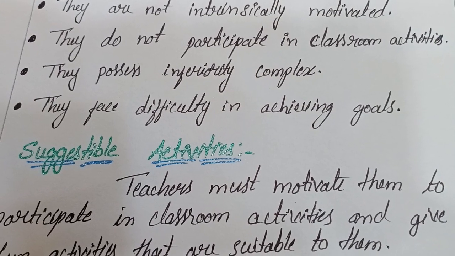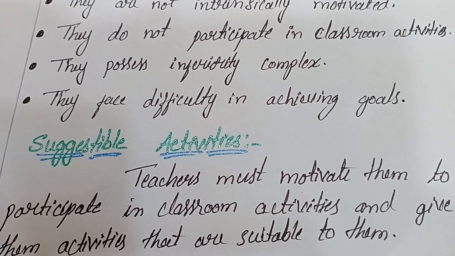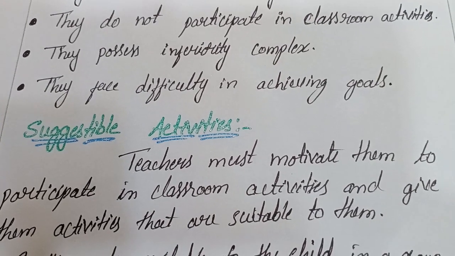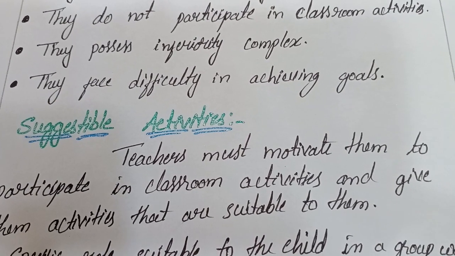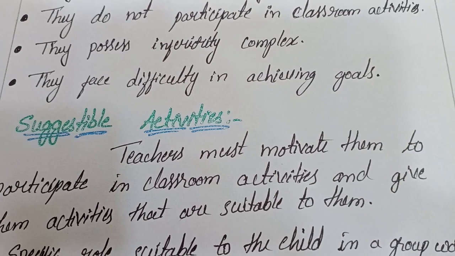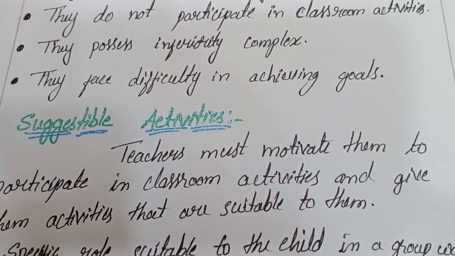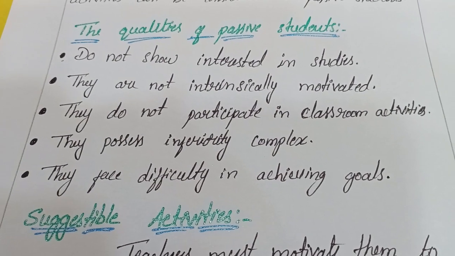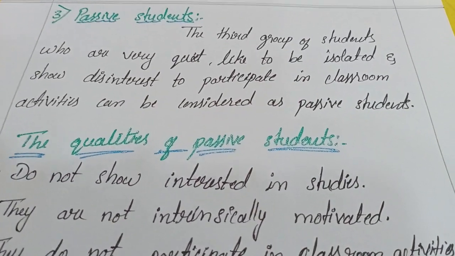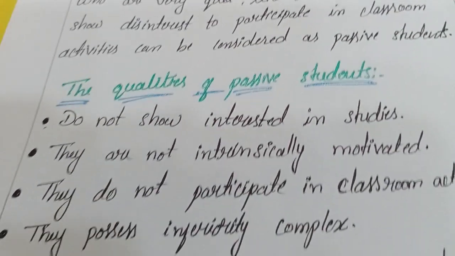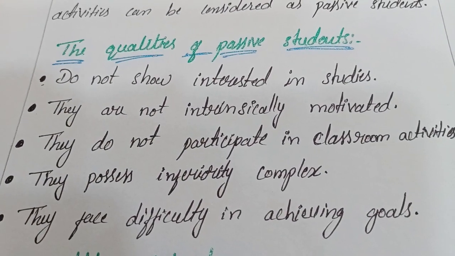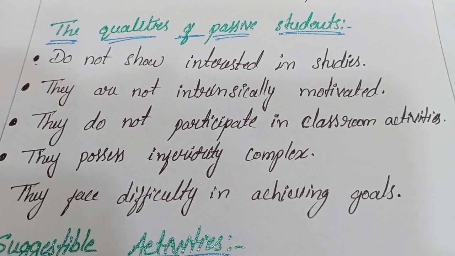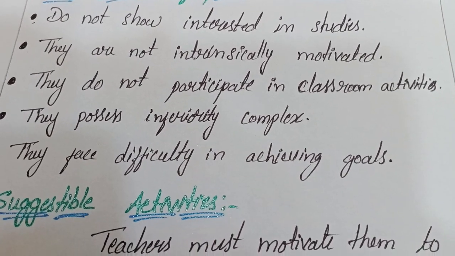They possess an inferiority complex in the classroom. They face difficulty in achieving goals. Why? Because they do not know how to read or how to learn new things in the classroom. That's why passive students have no interest in the studies, and that's why they face difficulty in achieving goals.